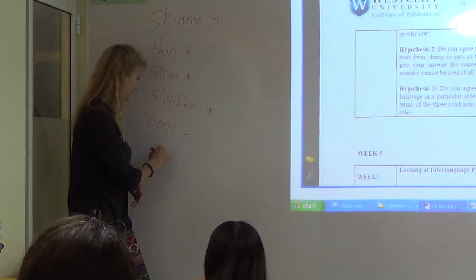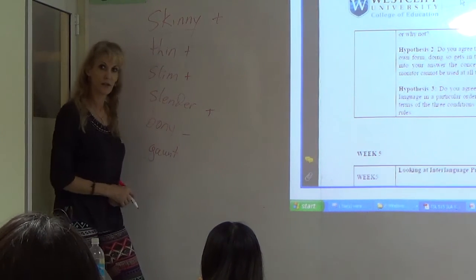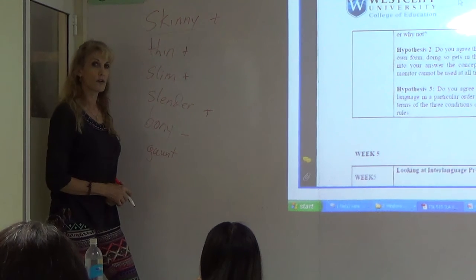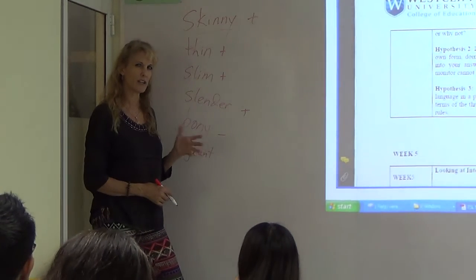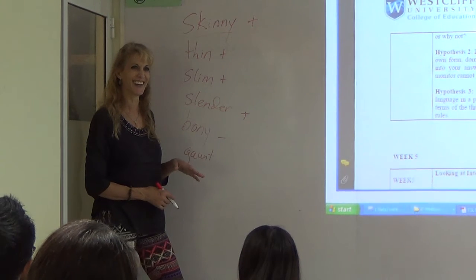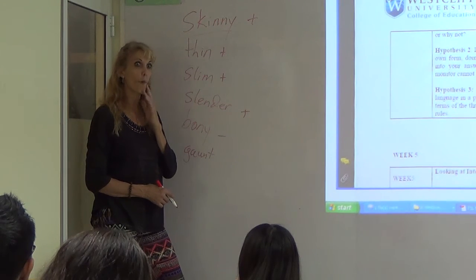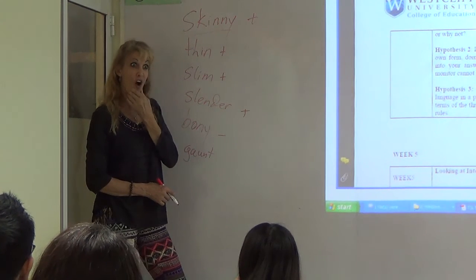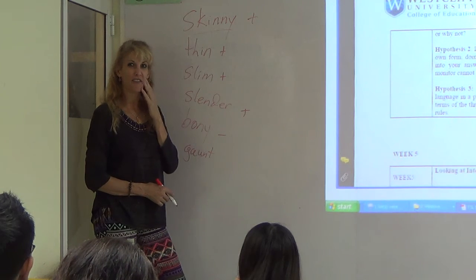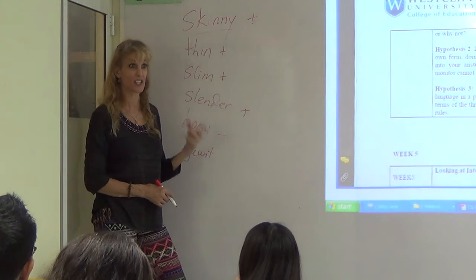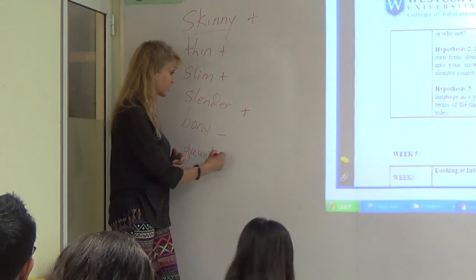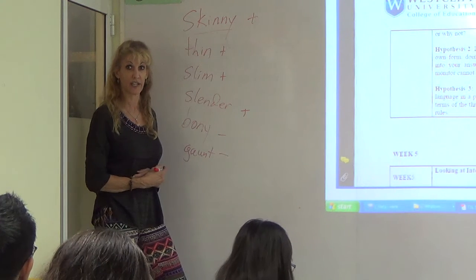And do you know this word? Gaunt. So gaunt means so thin that you kind of look like a skeleton. Like your face is really drawn, and maybe kind of gray, like somebody who's been really ill and lost a lot of weight because they've been sick. So they look gaunt, right? Really thin.